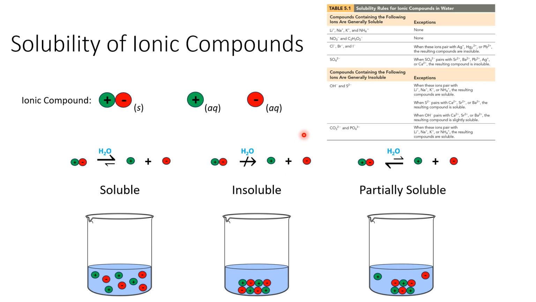And we classify how much they break up with an equilibrium constant value. Remember what an equilibrium constant is? When you write the expression, that constant is telling you the amount of products divided by the amount of reactants. And in this case, this is the product side, your positive and your negative species, divided by your ionic compound. But remember, ionic compounds are solids when they're not in water.